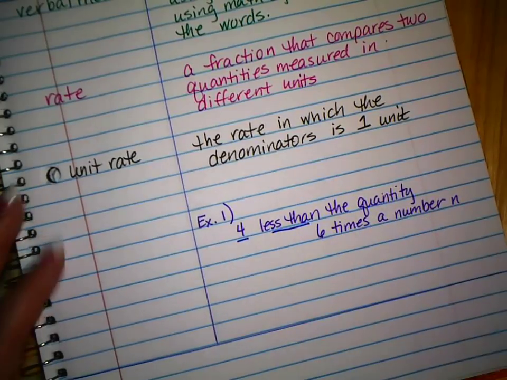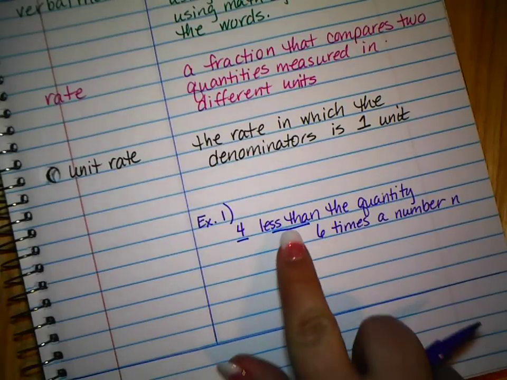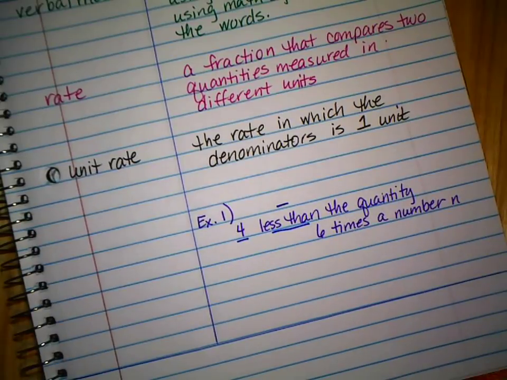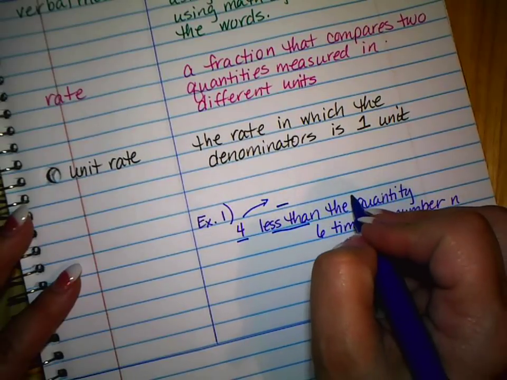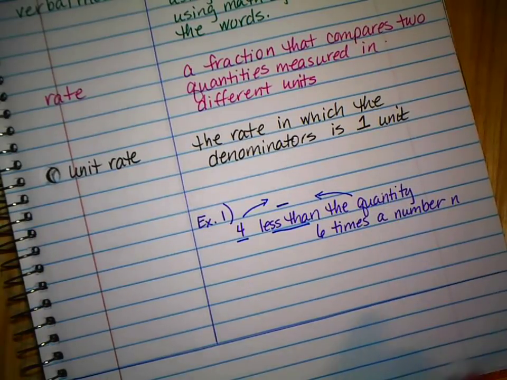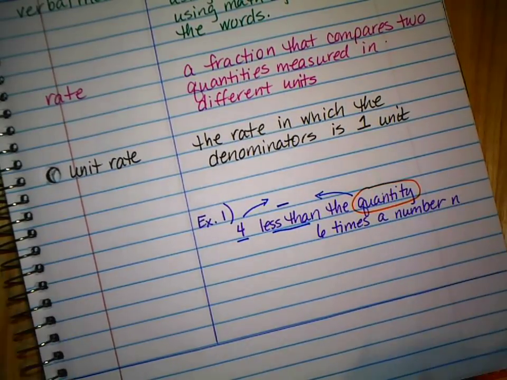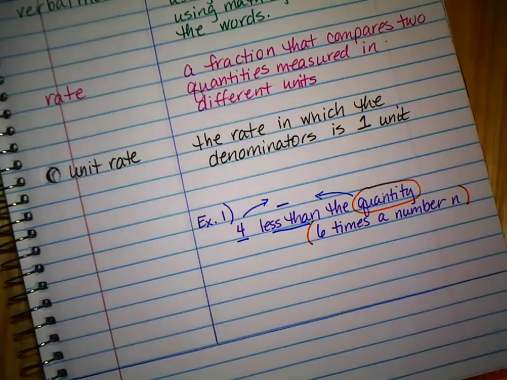Less than. This time we're not talking about an inequality symbol. We're talking about adding, subtracting, multiplying, or dividing. In this case, this is subtraction, but it's reverse order. So the 4 is going to go to the end, and this part is going to go to the beginning. Here's a big word, quantity. When you see the word quantity, you need to think about a set of parentheses.